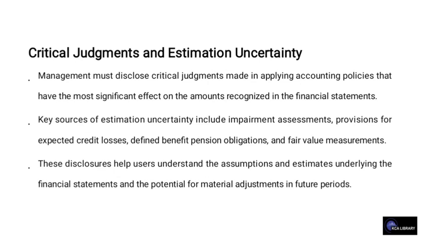Looking at the critical judgments and estimation uncertainty, management must disclose critical judgments made in applying accounting policies that have the most significant effect on the amounts recognized in the financial statements. The key sources of estimation uncertainty include impairment assessment, provision for expected credit losses, defined benefit pension obligations, and fair value measurements. The disclosure helps users understand the assumptions and estimates underlying the financial statements and the potential for material adjustments in future periods.